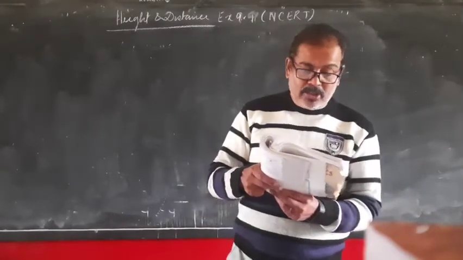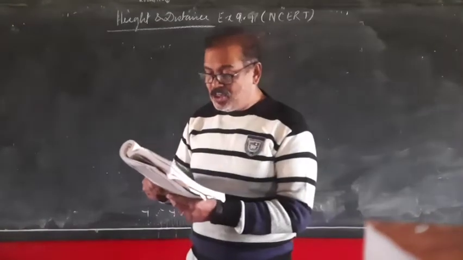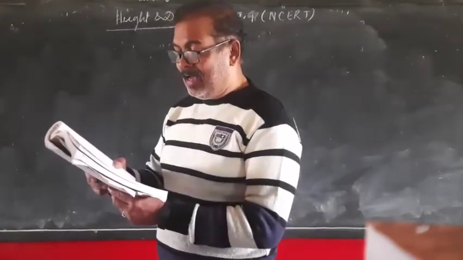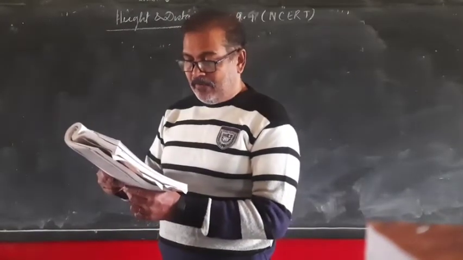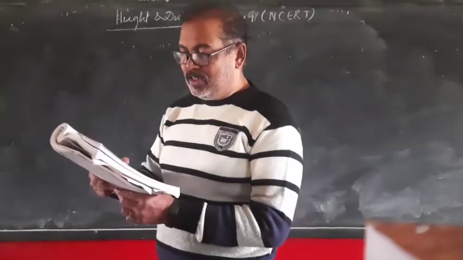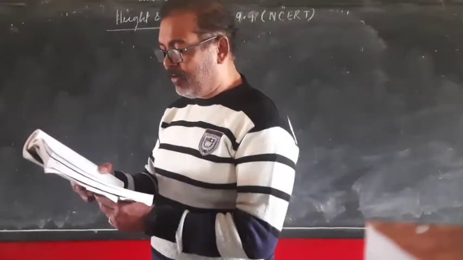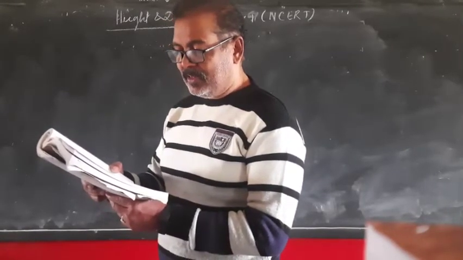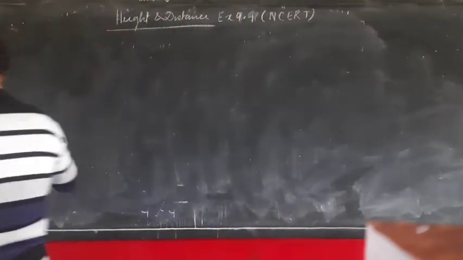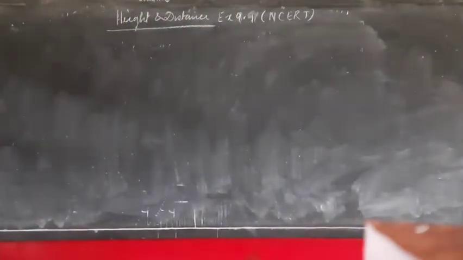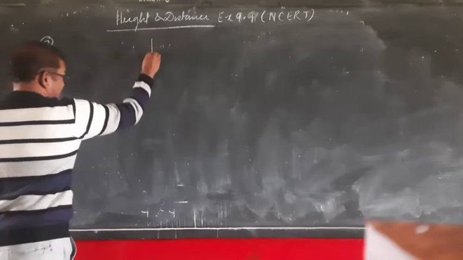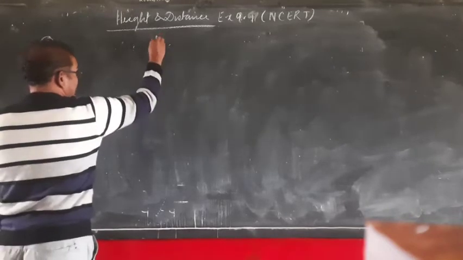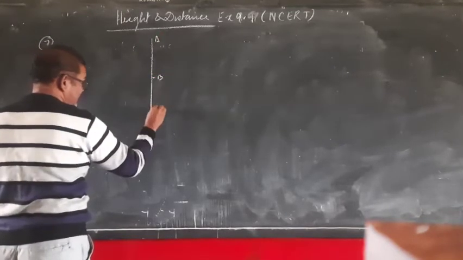From a point on the ground, the angle of elevation of the bottom and top of a transmission tower fixed at the top of a 20-meter high building is 45 degree and 60 degree respectively. This is question number 7. Here, A, B and C.